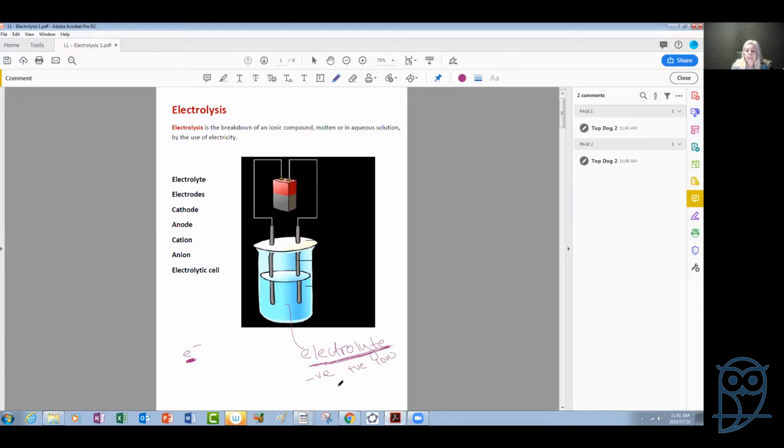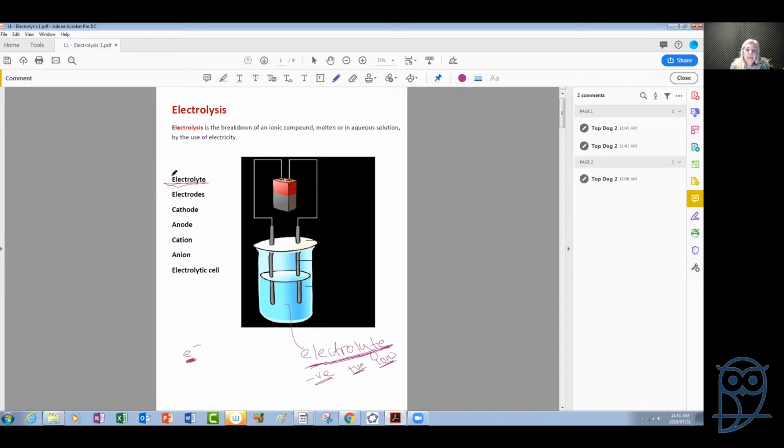And why do they conduct? Because they have positive and negative ions, which are mobile charged particles. The secret of being a conductor is to have mobile charged particles. So this is an electrolyte. It's a conductive substance which has ions. Okay.